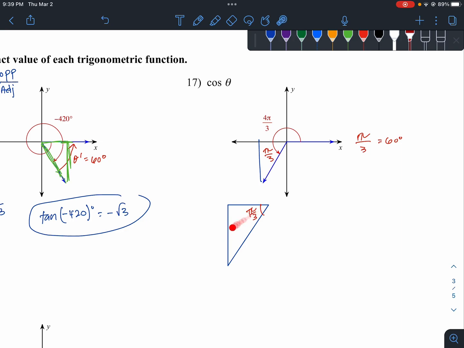So if this is a 60-degree angle, then just note that this is a special angle triangle. This side's going to be 2. This is going to be negative square root of 3. This is going to be negative 1. Okay, and then for cosine, cosine is the adjacent over the hypotenuse. So in this case, cosine of 4 pi divided by 3 is going to be equal to negative 1 divided by 2.